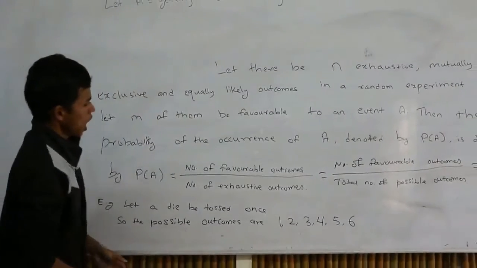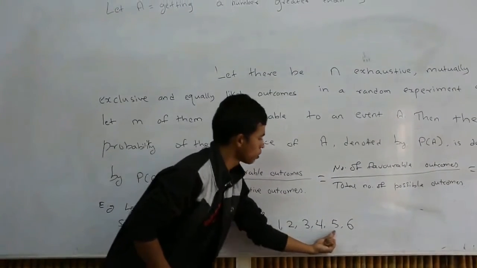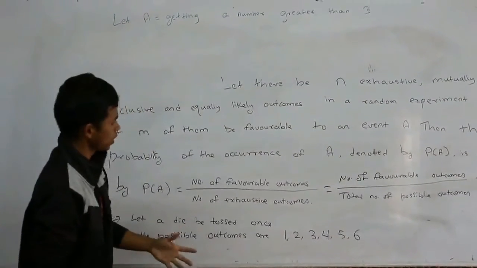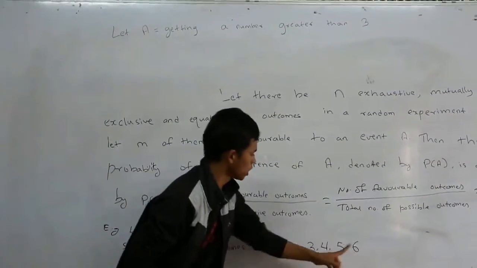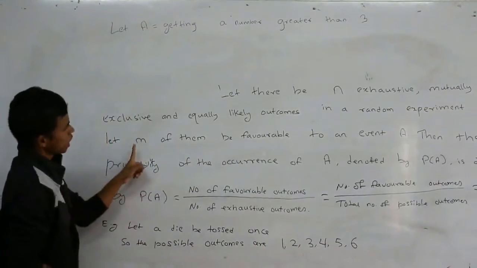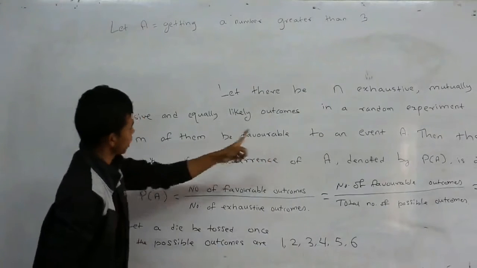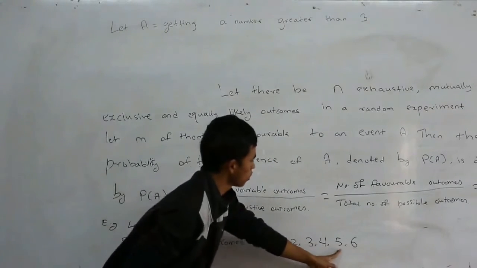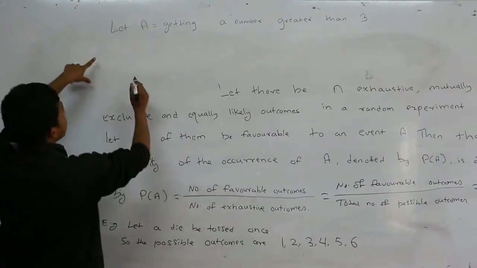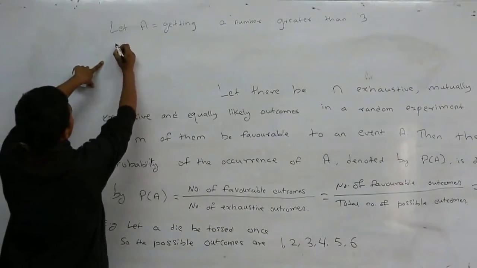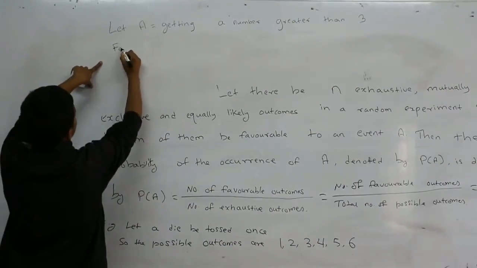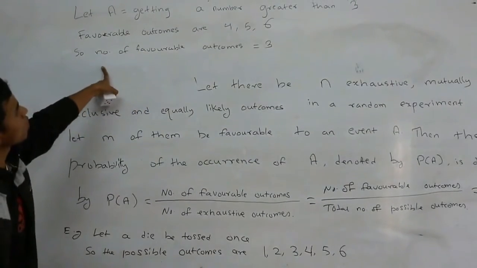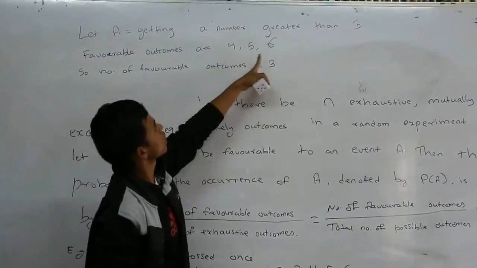So how many of them are favorable to A? There are 1, 2, 3. So m of them are favorable to get A, and in this case we have m to be 3 of them: 4, 5 and 6. So the number of favorable outcomes is 3, because there are 3 of them.